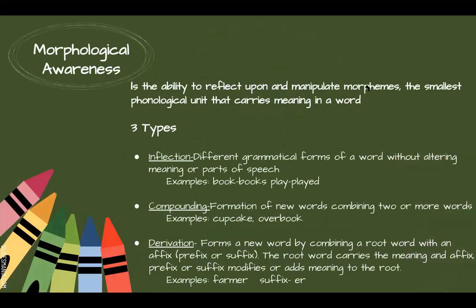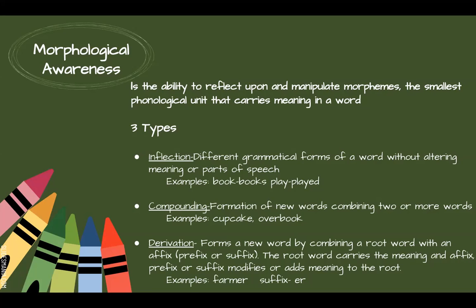Let me explain morphological awareness. It's the ability to reflect upon and manipulate morphemes. That's the smallest phonological unit that carries meaning in a word. There are 3 types. There's inflection, which is different grammatical forms of a word without altering meaning or parts of speech, books to book, and play to played.